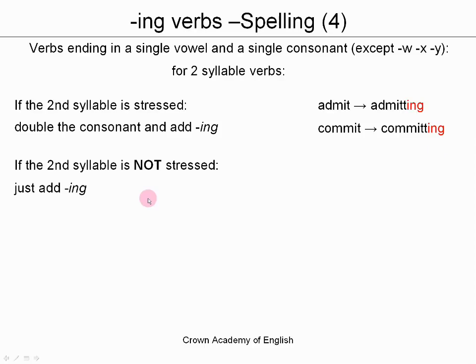If the second syllable is not stressed, we just add ing. So when I say if it is not stressed, that could either mean we stress the first syllable, or it could mean that both syllables have an equal amount of stress. So there is no stress of either syllable. Both syllables have the same sound.